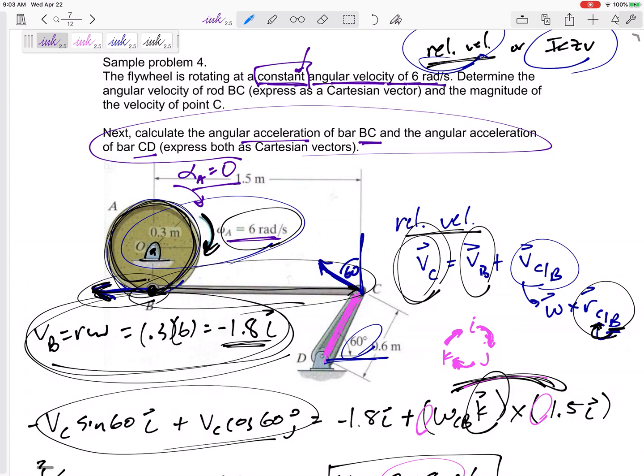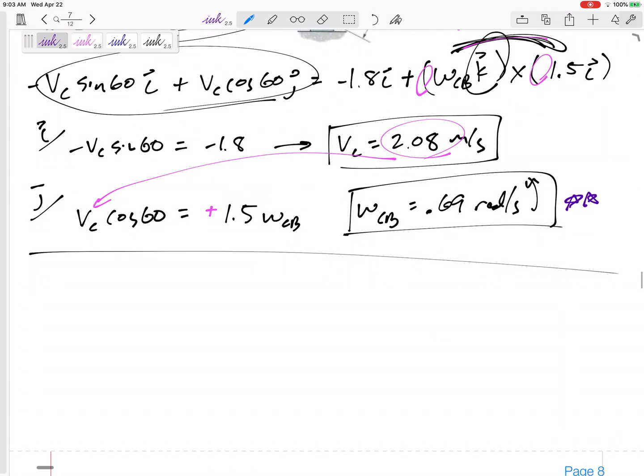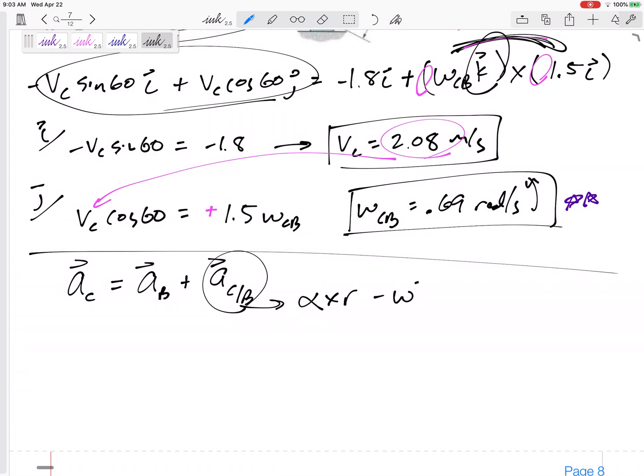So I only have one method, the relative acceleration method. So let me kind of set that up. Something like acceleration of C equals acceleration of B plus A C slash B. And this one I rewrite as not only alpha cross R, but also minus omega squared times R. This R is RC slash B, alpha of CB, omega of CB. And that right there is what I needed right there, and I'm going to plug that in for omega squared.